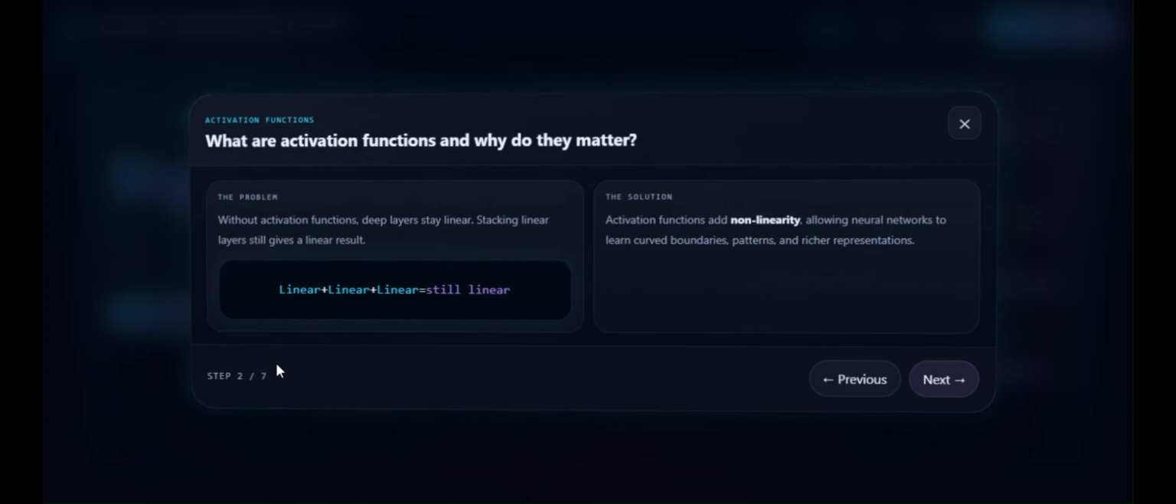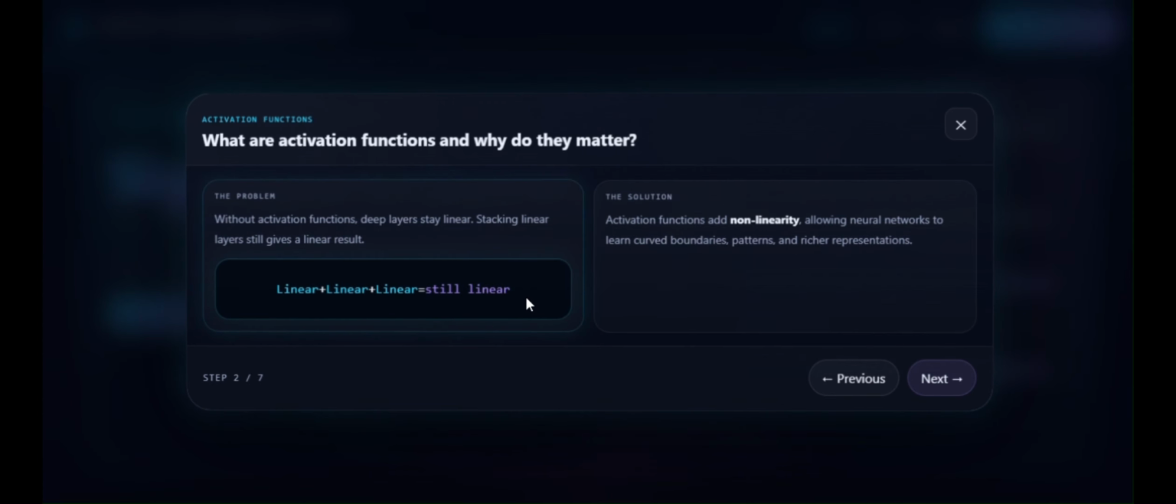What are activation functions? So let's first understand the core problem. Imagine stacking multiple linear layers in a neural network. That means a simple set of machine learning algorithms stacked over one another. You might expect the network to become smarter and more complex, but mathematically, combining linear functions still produces another linear function. As you can see here, if you stack multiple linear functions, it is still linear. That means no matter how deep the network becomes, it still behaves like a simple straight line model.